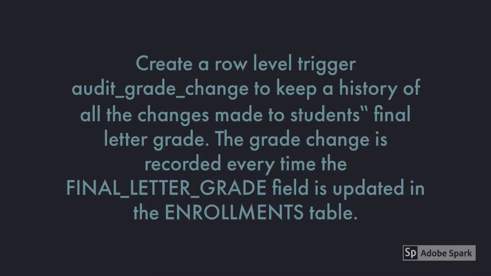The following row level trigger keeps a history of all the changes made to the student's final letter grade. The grade change is recorded every time the final letter grade is updated in the enrollments table. Every time the trigger is fired, it inserts a record in the grade change history table, recording the old grade and the new grade for each student.